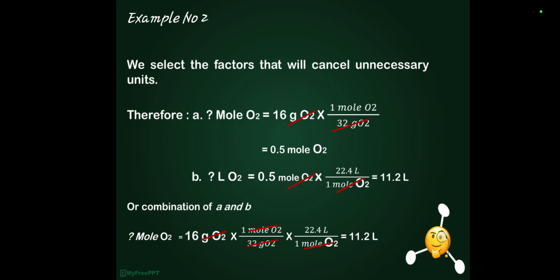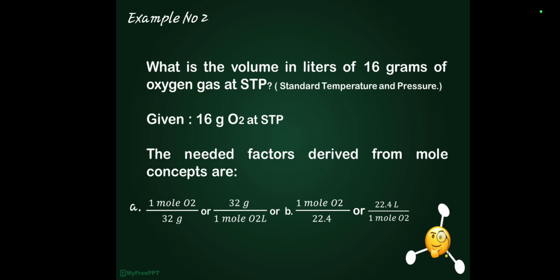So now the combination of A and B. Let's combine it. It is the same, and the answer would be 11.2 if you combine the process of letter A and B. So the mole of oxygen gas is equal to 16 gram oxygen gas times 1 mole over 32, which is equivalent to 0.5 mole. Then 0.5 mole times 22.4 divided by 1 mole is equal to 11.2 liters. So that would be the answer for example number 2.